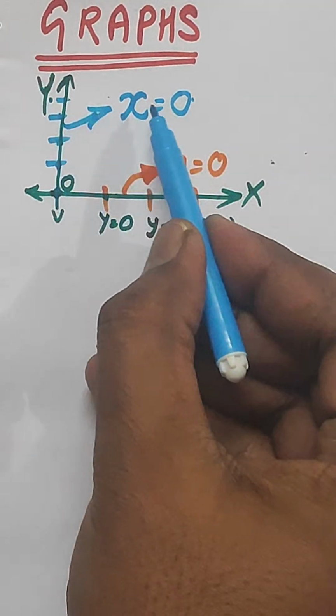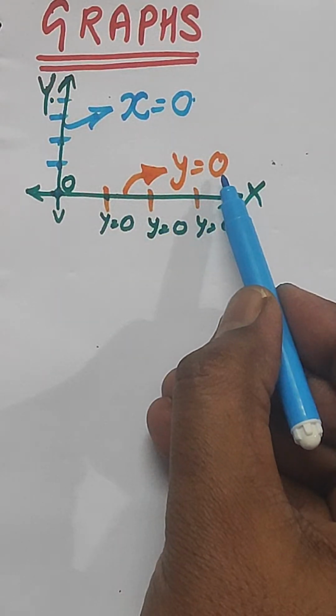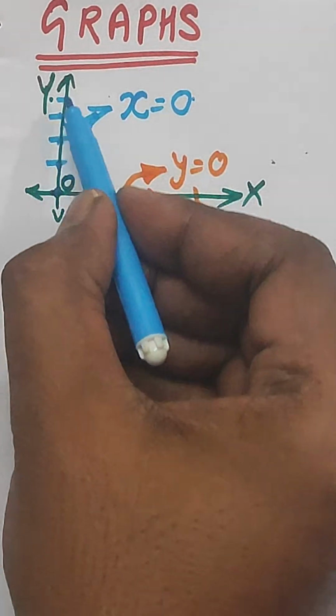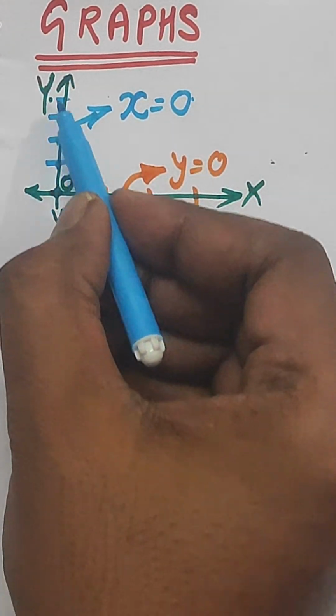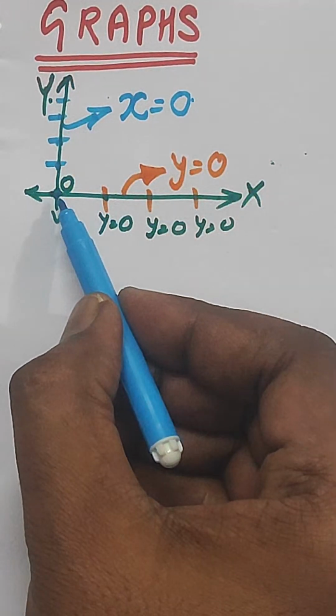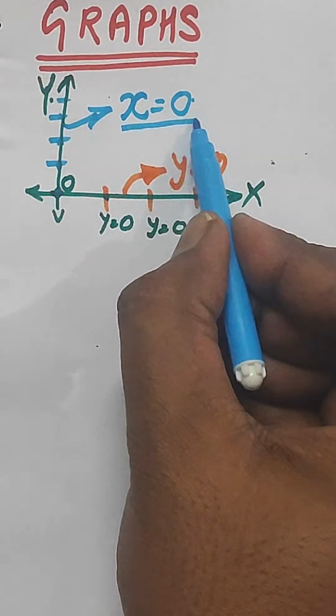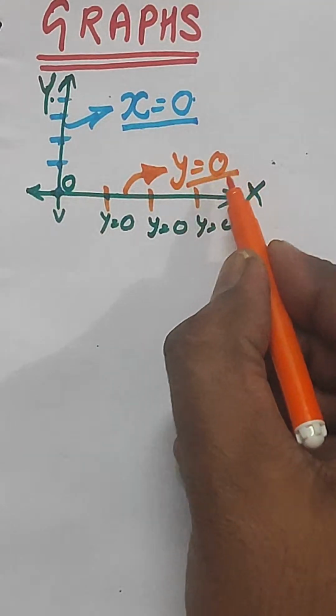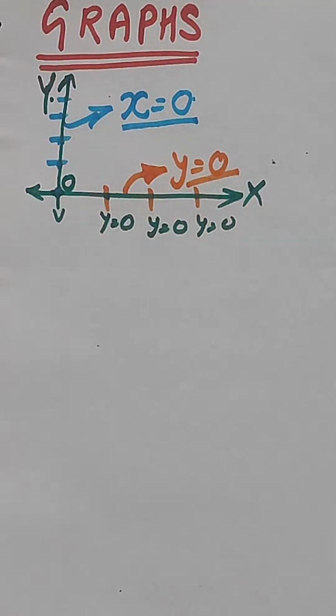Why it's x equal to 0 and why it's y equal to 0, you understand it, right? Because at all the points on the y-axis, the value of x is always 0. That's why the y-axis is the representation of x equal to 0, and y equal to 0 is the representation of the x-axis, right? Now let us take some questions.